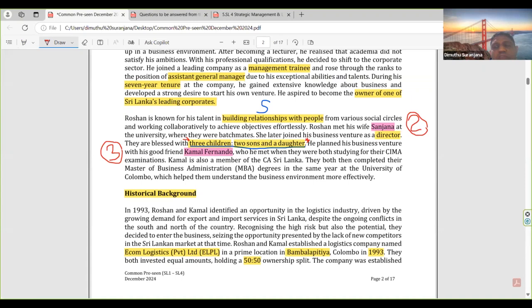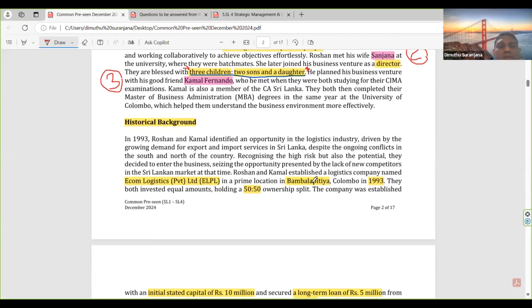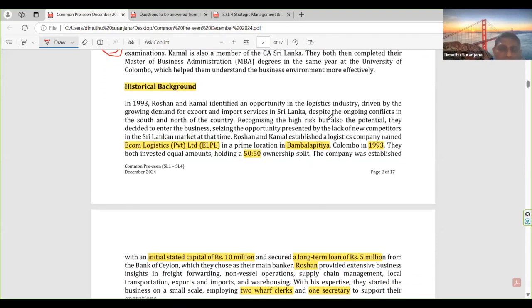So one of the key pieces of information in the case, right? Then historical background. In 1993, Roshan and Kamal identify an opportunity in the logistic industry driven by the growing demand for export and import services in Sri Lanka. Despite the ongoing conflicts in the south and north of the country, they recognize the high risk but also the potential. They decide to enter the business, seizing the opportunity presented by the lack of new competitors in the Sri Lankan market at that time.